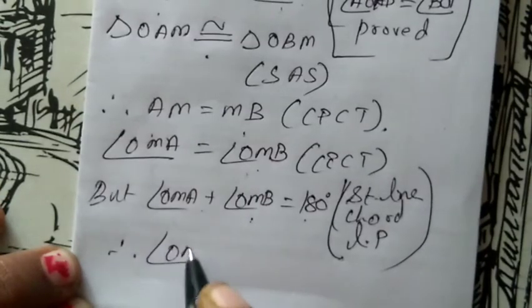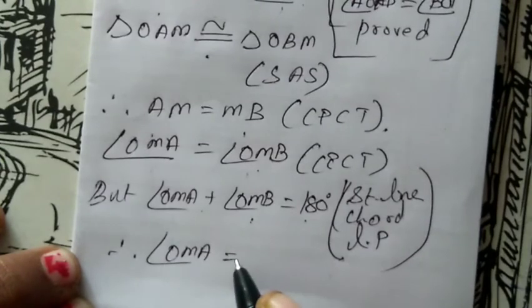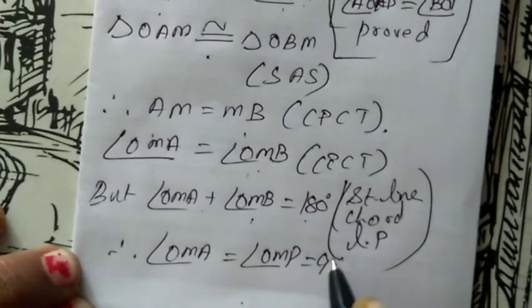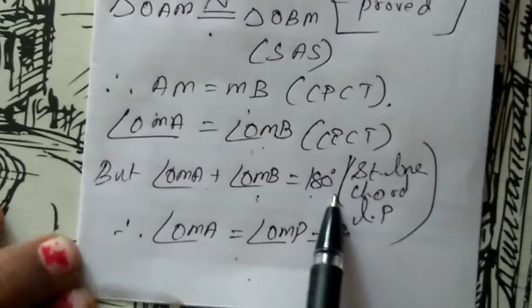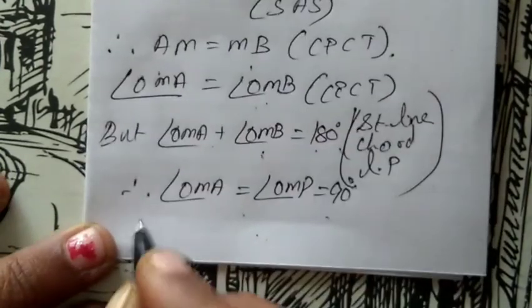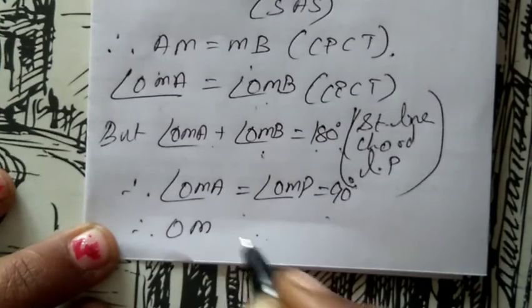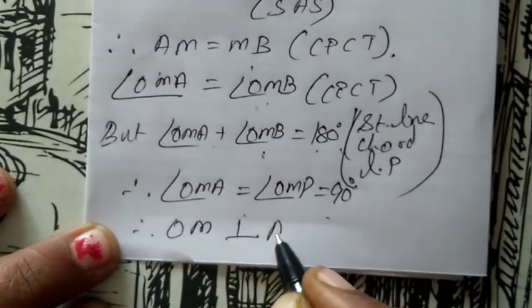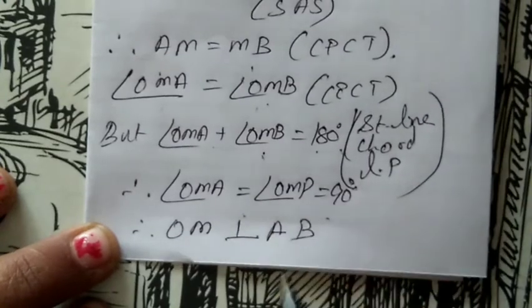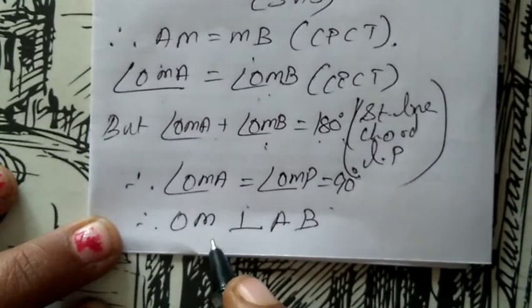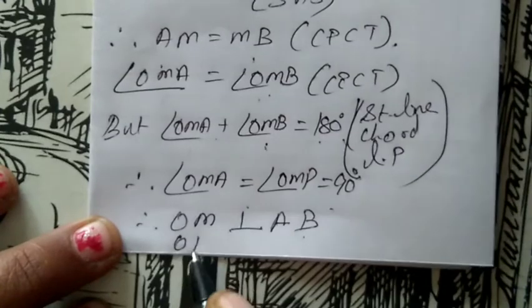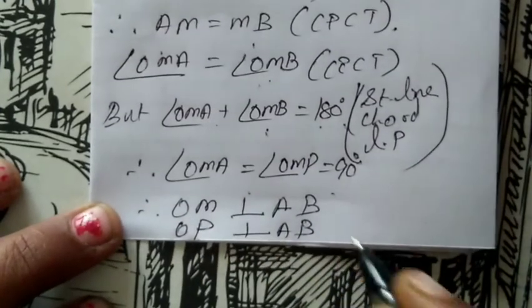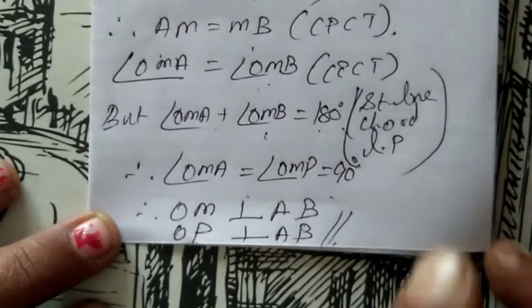Therefore, angle OMA is equal to angle OMB, which should be equal to 90 degree. Then only we will get it as 180. Therefore, OM is perpendicular to AB. That OM we can extend to OP, so OP is perpendicular to AB. This is the second solution.